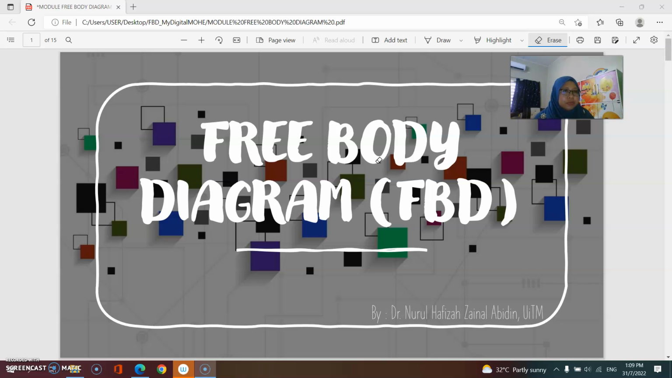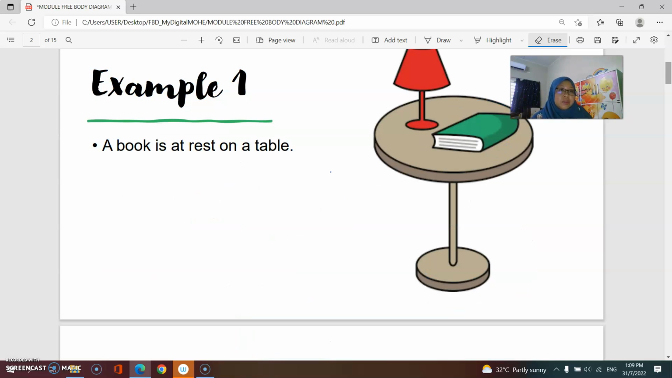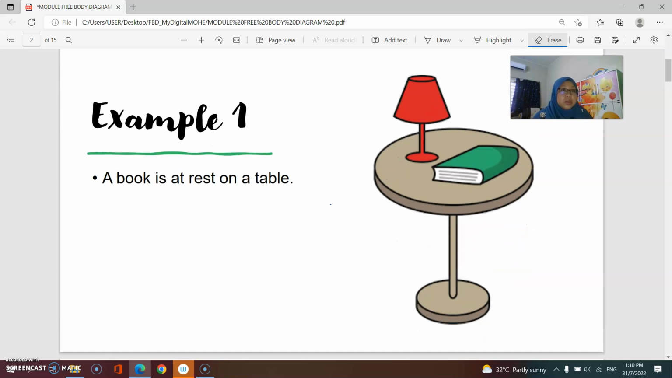So what do you mean by free body diagram? A free body diagram is a force diagram that shows all the elements in the diagram. We have the force, and force is also a vector where we have the components and also the angle. It is drawn in an axis to show the direction of the object. We will go through a few examples in this video.